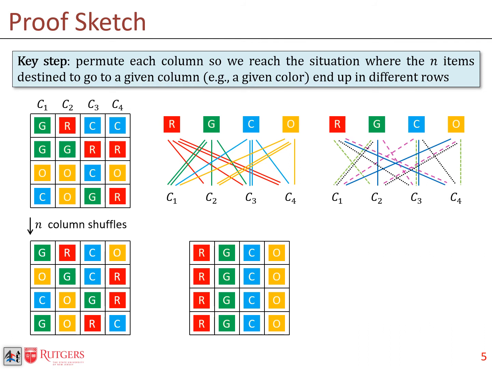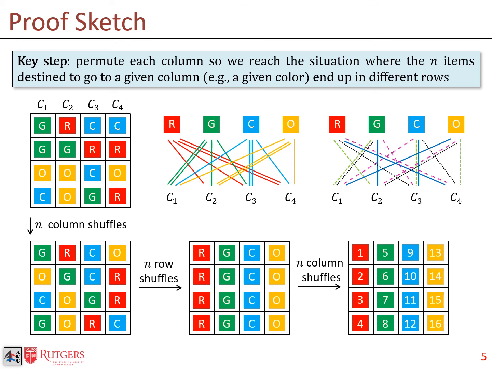Now, at this point, we observe that every color, due to the matching, appears in each row only once. That means next we can shuffle each row and get to this desired goal configuration. Of course, we can also perform one more round of column shuffles if we want to fully sort the labeled case. So this is a proof sketch of how this algorithm works, so that we can solve the Rubik table problem in 2n shuffles for the unlabeled or partially labeled setting, and 3n shuffles if we want to solve the fully labeled setting.